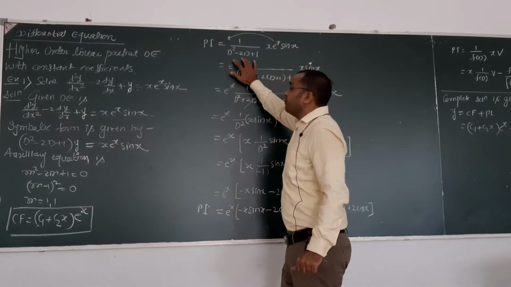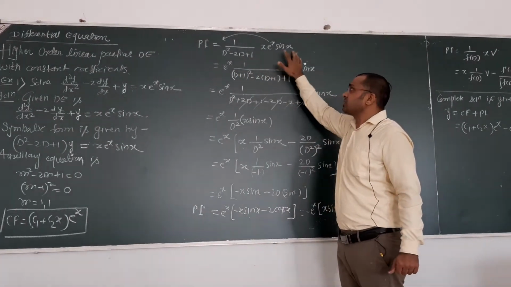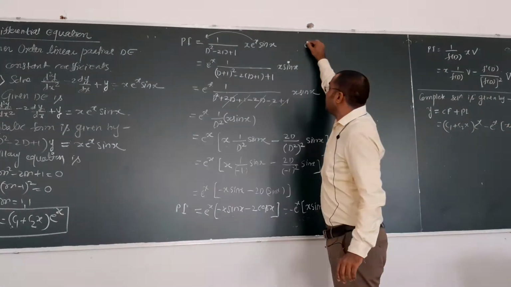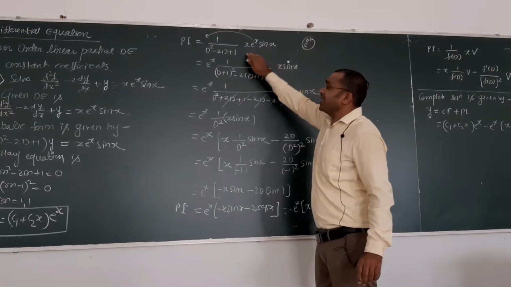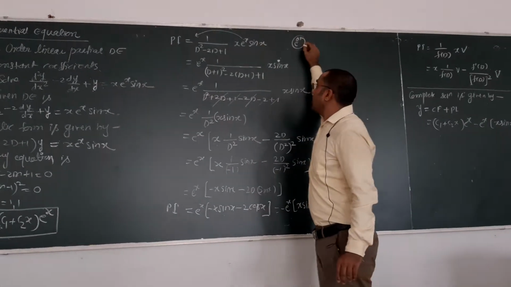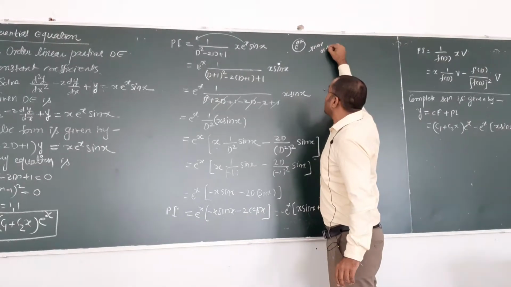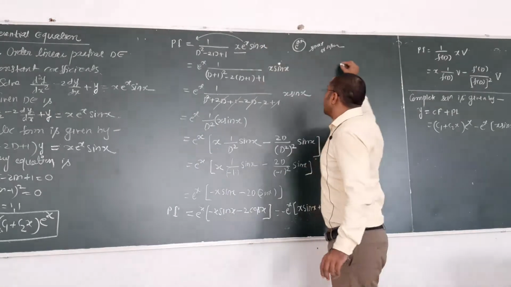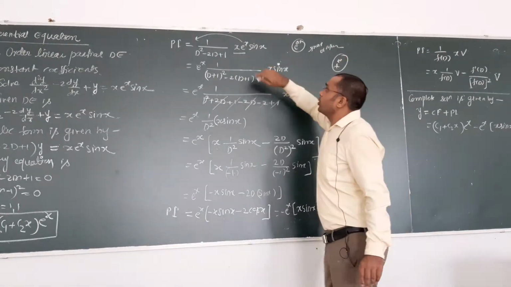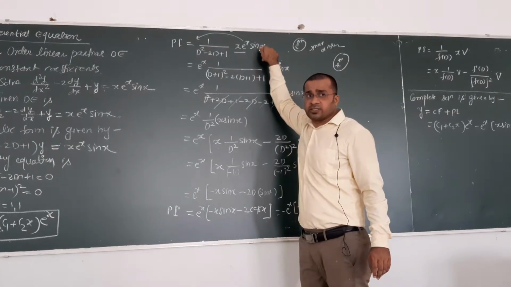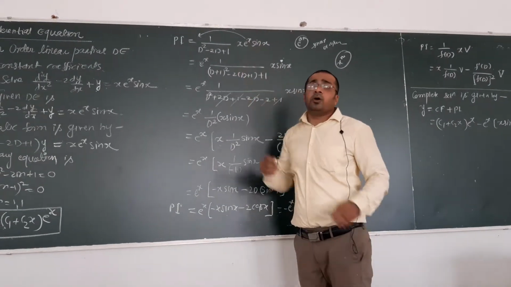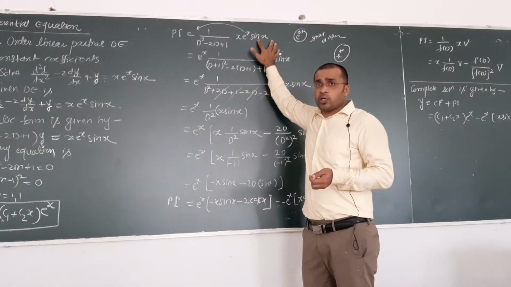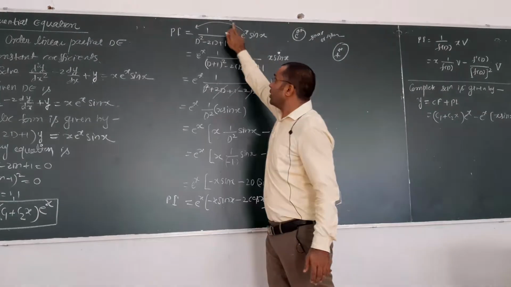Now we find the PI: 1 upon D² minus 2D plus 1 of x e^x sin x. Now here which case will apply? We cannot apply the case of the exponential function e^x, because x and sin x are present here. We cannot apply the case of sin x or cos x, because again x e^x is present. We cannot apply the case of x^m as well, because x e^x into sin x is present. So we apply the case in which the exponential function is multiplied with some function of x.